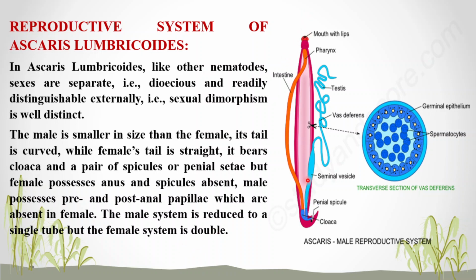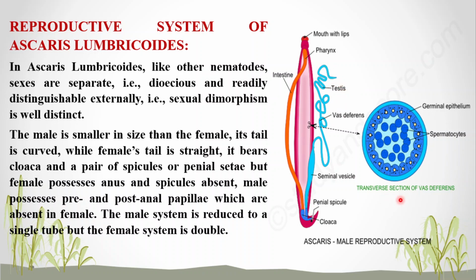This is the reproductive system. The blue color tubular structure here is the cloaca. These black color spines are called penial spicules. Now it extends anteriorly. It is the seminal vesicle, which is an enlarged and globular tube, which narrows down into a thin, supercoiled tube-like structure called the vas deferens. This vas deferens then ends blindly, which gives the structure testis.